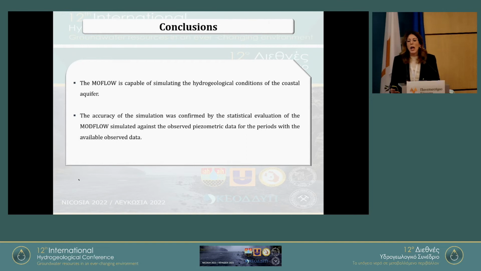To conclude, MODFLOW is capable of simulating the hydrological conditions of the coastal aquifer. The accuracy of the simulation was confirmed by the statistical evaluation of the MODFLOW simulated against the observed piezometric data for the period with the available observed hydrological data.